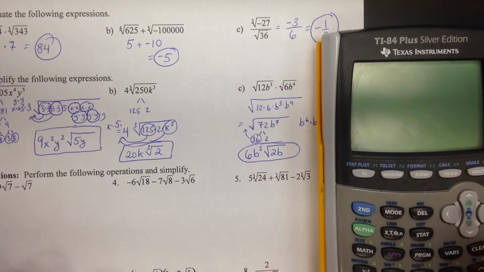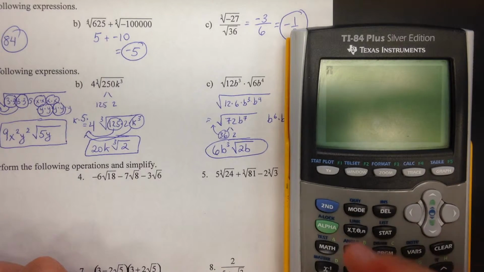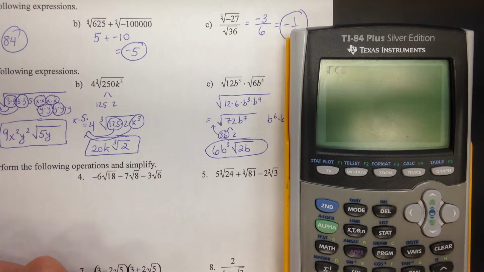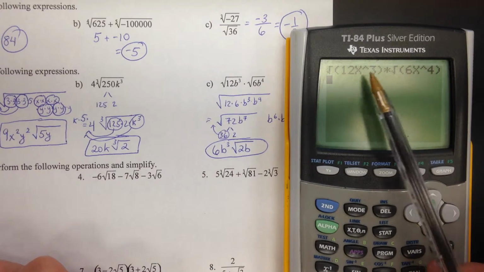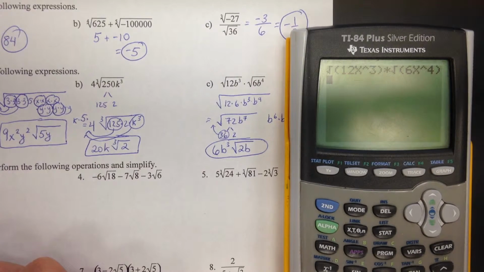And you can check this. You can always check it on the calculator. If I take my original problem, and I'm going to write this, instead of using b, I'm going to use x. Square root of 12x to the 3rd, close parentheses, times square root 6x to the 4th. Now, my question is, oh, actually, you know what? I should have done something. I'm going to pick a value for x to store, just a random number. I'm going to take the number 5.